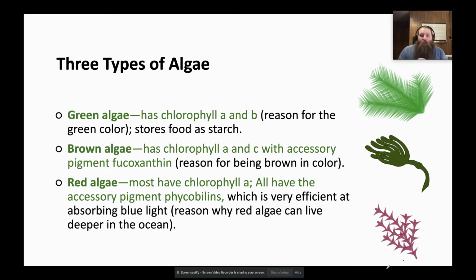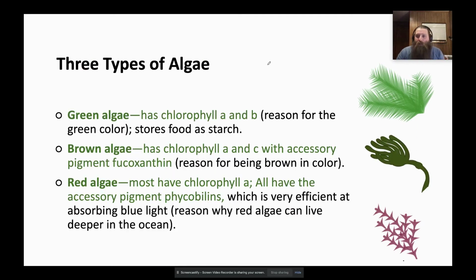Red algae has chlorophyll A, and they all have the phycobilins, which are accessory pigments that are really, really effective at absorbing blue light. Now, as you go down in the ocean, you'll notice that the water kind of turns bluish before it goes dark. And so since blue is one of those last colors that still penetrates through the water, the red algae are able to live at pretty significant depths, which is interesting.